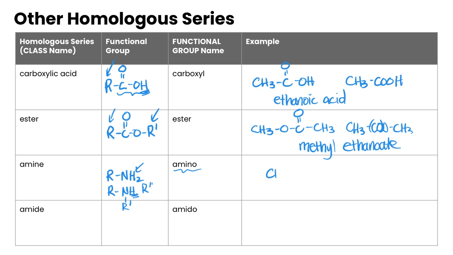and an example of this, a really simple example, is ethanamine. So that is going to be a 2-carbon chain and joined to an NH2 group here. So this is ethanamine.